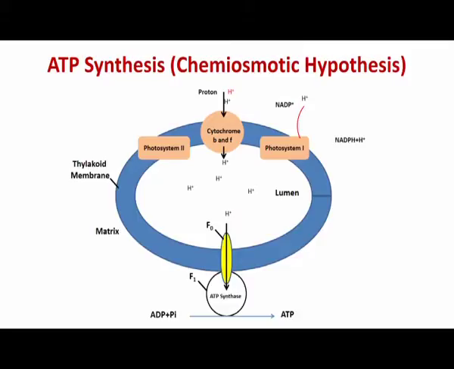These ferredoxins give their 2 electrons to the NADP plus, with the help of another enzyme complex known as the NADP plus reductase. So, in the presence of NADP plus reductase, the ferredoxin gives up its electron, and the NADP plus is converted to NADPH by taking the protons from the matrix side. So, the final reaction is like this.